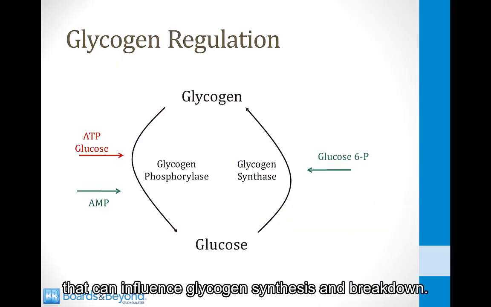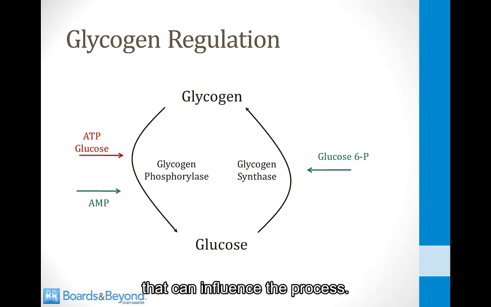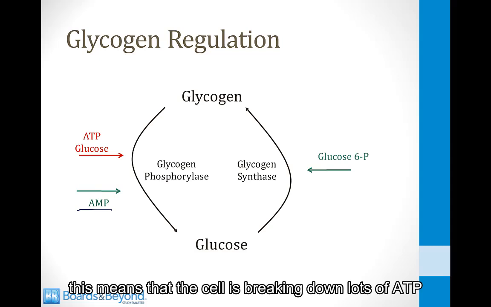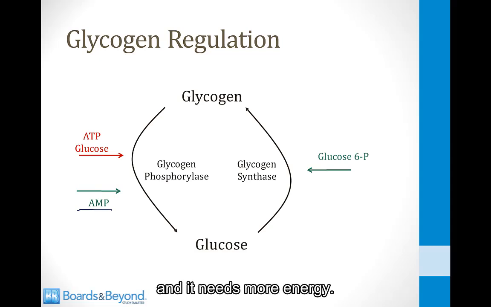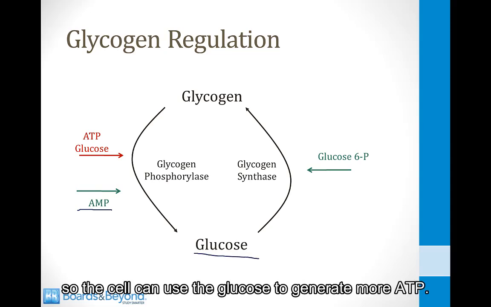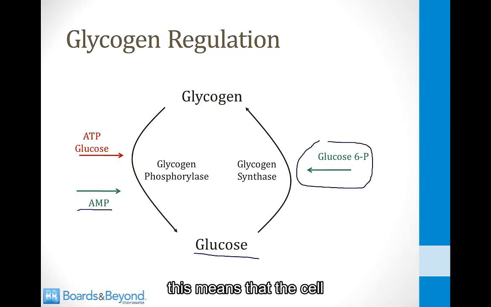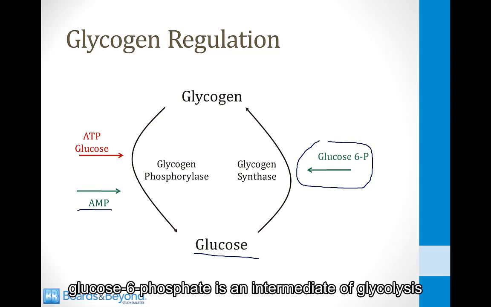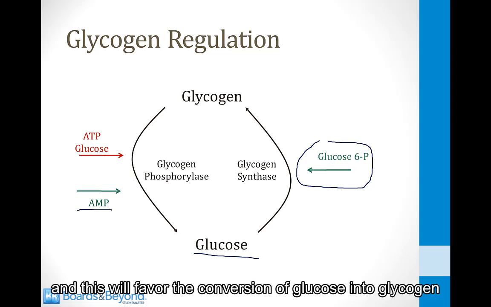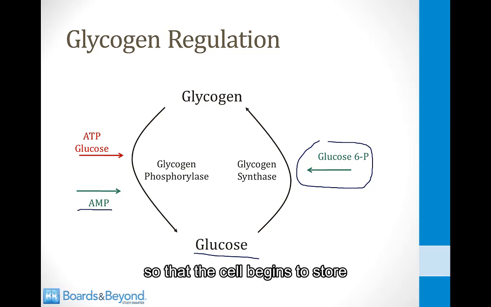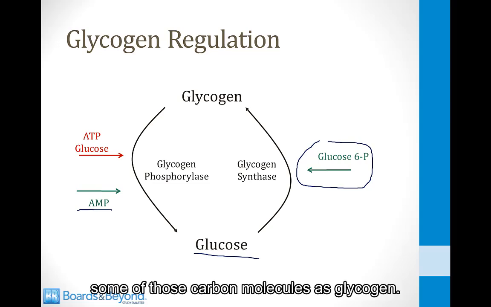Hormones aren't the only things that can influence glycogen synthesis and breakdown. There are molecules inside of the cell that can influence the process. When AMP levels are high, this means that the cell is breaking down lots of ATP and it needs more energy. So this will activate the breakdown of glycogen into glucose so the cell can use the glucose to generate more ATP. When the levels of glucose 6-phosphate are high, this means that the cell has lots of glycolysis intermediates. Glucose 6-phosphate is an intermediate of glycolysis, and this will favor the conversion of glucose into glycogen so that the cell begins to store some of those carbon molecules as glycogen.